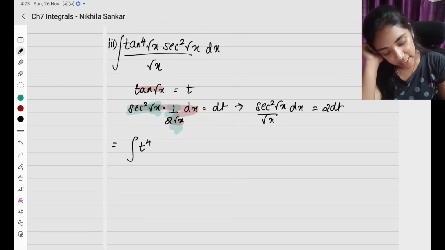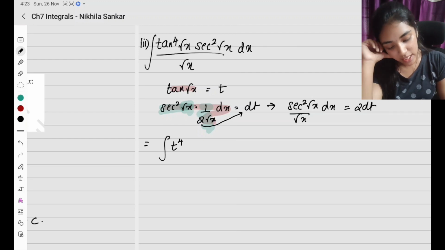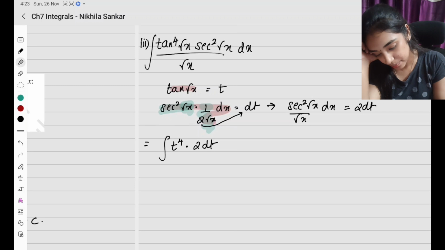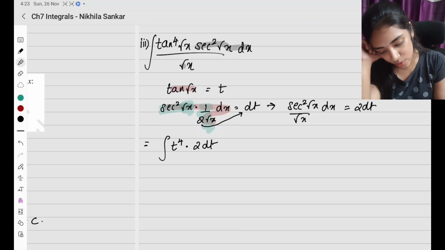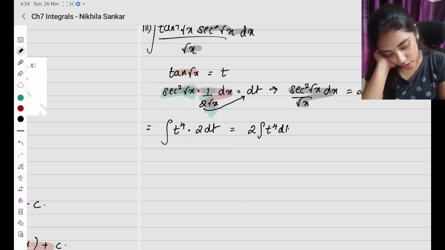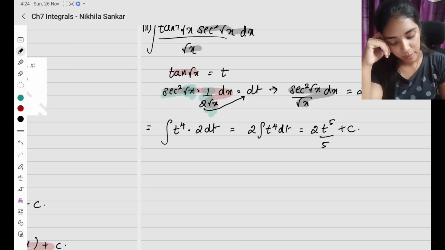So I have 2 dt. Okay, this 2 goes to the other side. So this can also be written as 2 dt. You understand? In the இடத்துல secant square dx root x, which is going to be 2 dt. So I have substituted. Now the integral has become very easy, simple. 2 integral t power 4 dt, which is going to be 2 into t power 5 divided by 5 plus c.